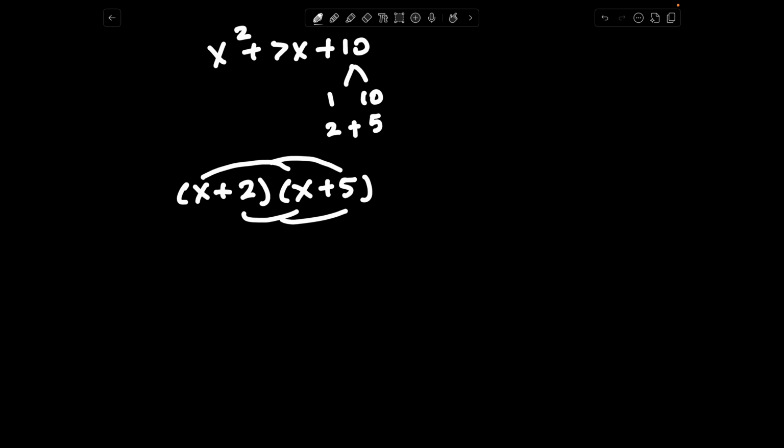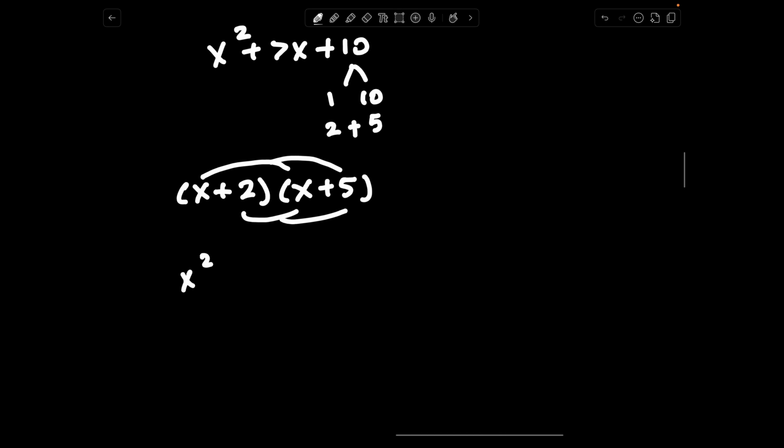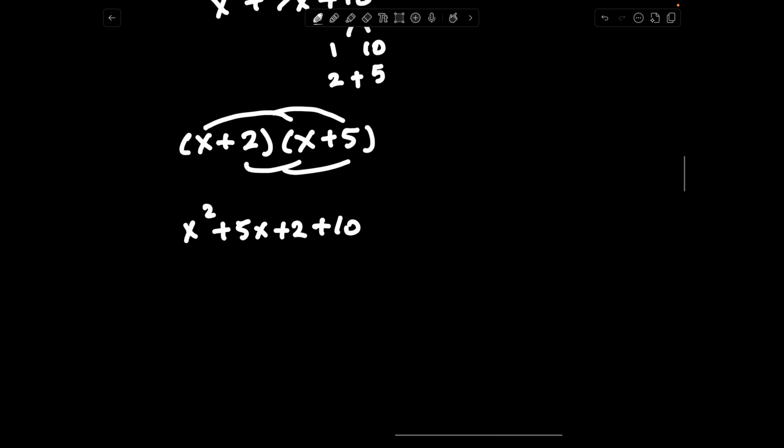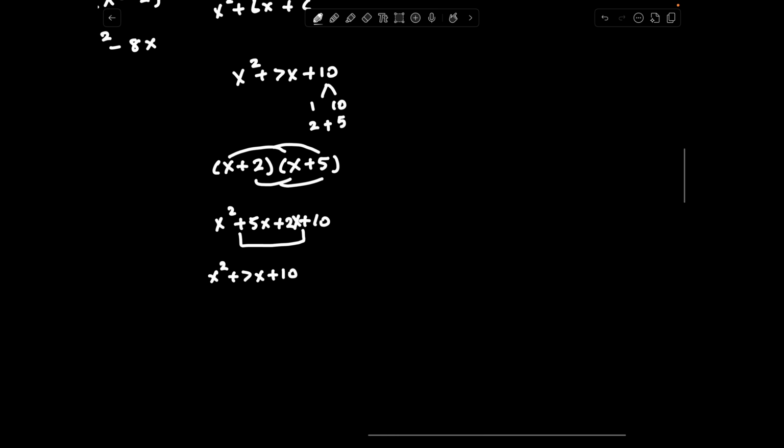And if I go ahead and multiply these two together, it should give us the exact same x squared plus 7x plus 10. x times x, x squared. x times 5, 5x. 2 times x, that's 2x. 2 times 5, that's 10. So we can see we can add these up together: x squared plus 7x plus 10, which is exactly what we found up here. Perfect.